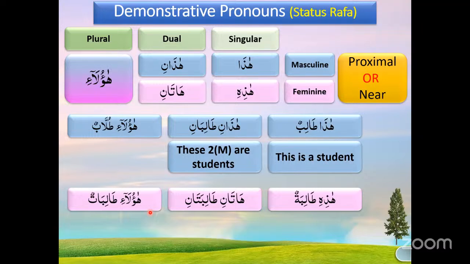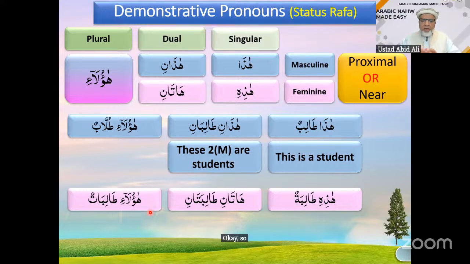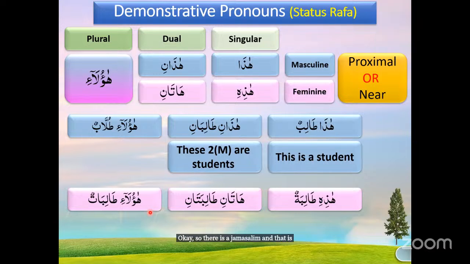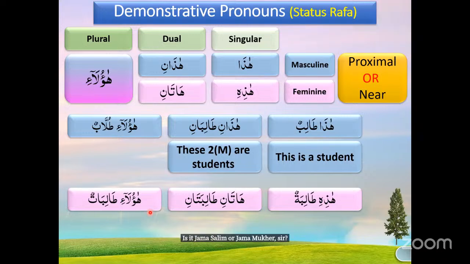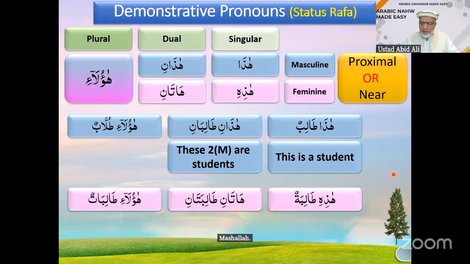Brother Mujib, Assalamu alaikum. There is Jama Salim and Jama Mukassar. Now here, Tullabun, is it Jama Salim or Jama Mukassar? This is Mukassar. Jama Mukassar. Jazakallah khair, mashallah. Okay, that's good.